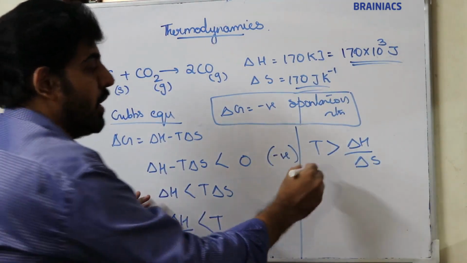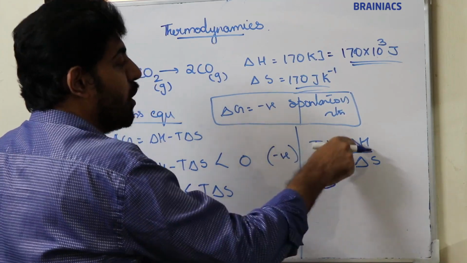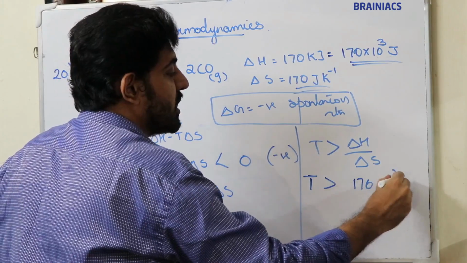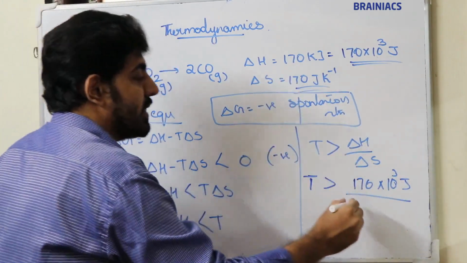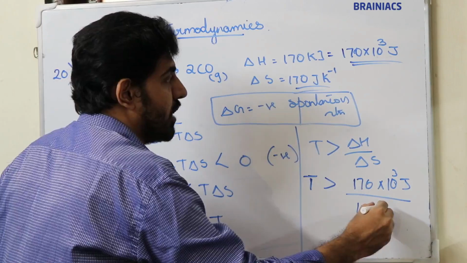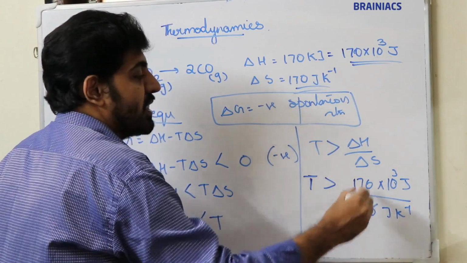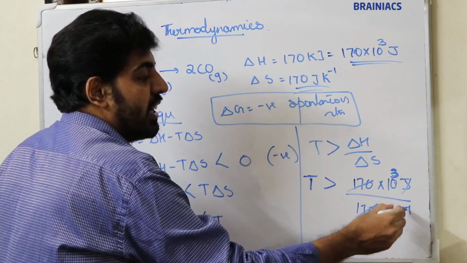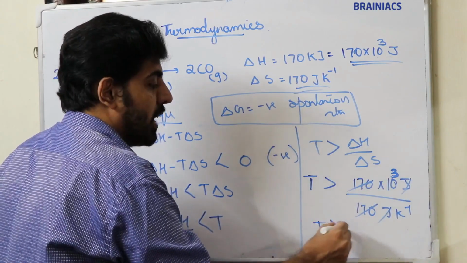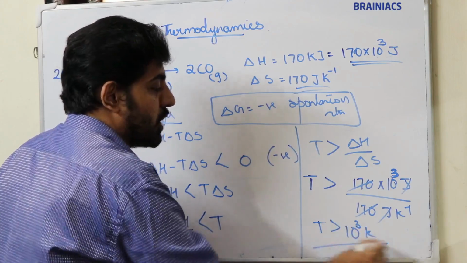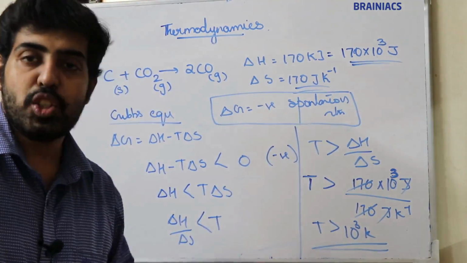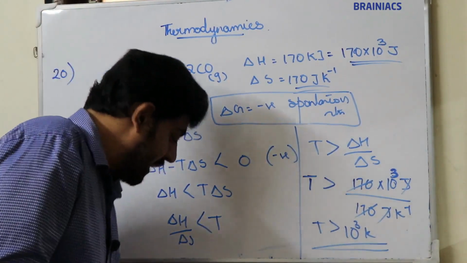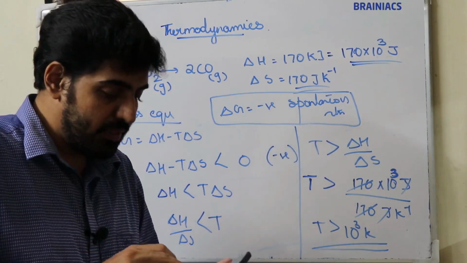I think it's clear. So T is greater than delta H, which is 170 into 10 raised to 3 joules, divided by delta S, 170 joules per Kelvin. 170 will cancel, leaving 10 raised to 3, taking Kelvin outside. So temperature is 10 raised to 3 Kelvin. So temperature should be greater than 10 raised to 3 Kelvin, that is 1000 Kelvin. So the answer is option.